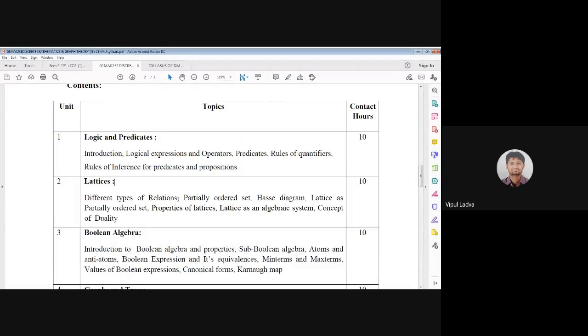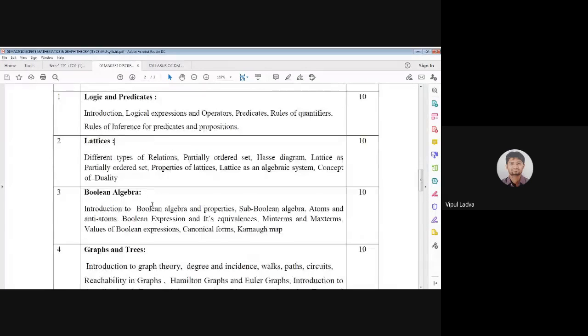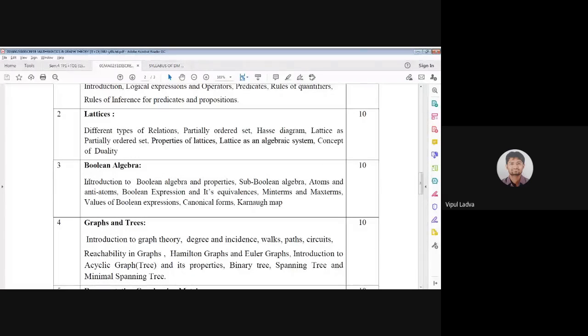Different types of relations, as I just said: symmetric, reflexive, transitive, antisymmetric, all such types of relations. Then after we'll move to the poset, which is the partial order side. Then after that Hasse diagram, lattices as partial order, and some other topics. So that will be the content of our second unit under the label lattices. Then we'll switch over to Boolean algebra.